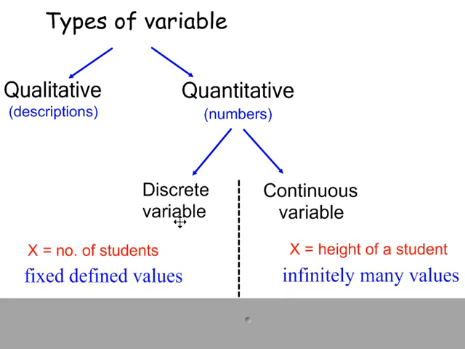Discrete variables take fixed, defined values, for example, the number of students in a classroom, and continuous variables take an infinite number of values. And continuous variables are typically things that you measure, and discrete variables things that you typically count.